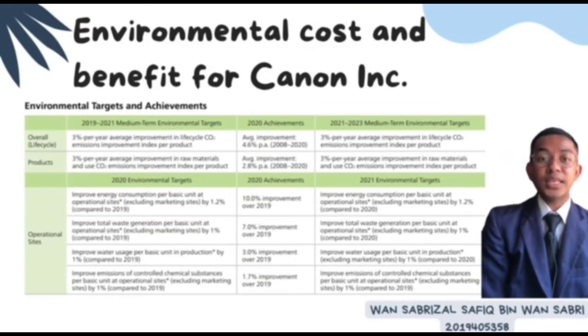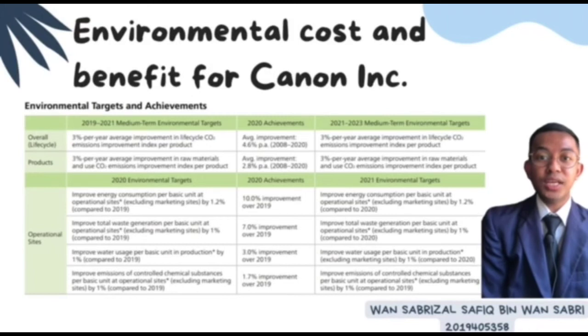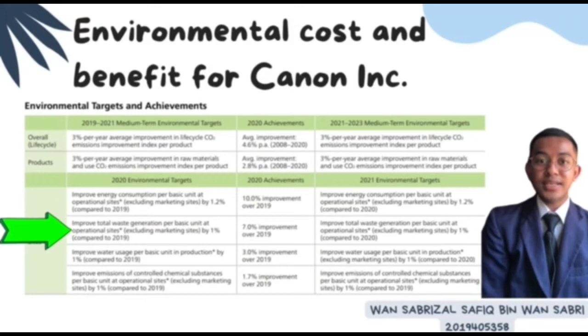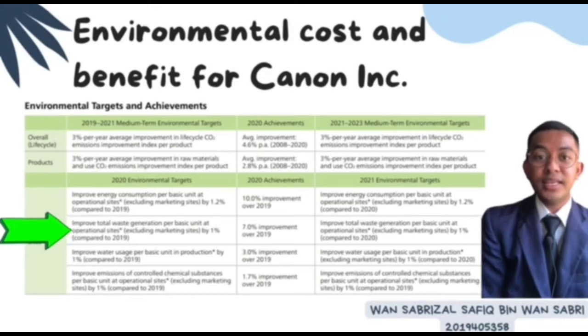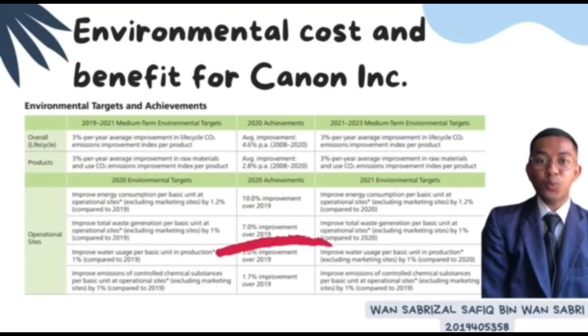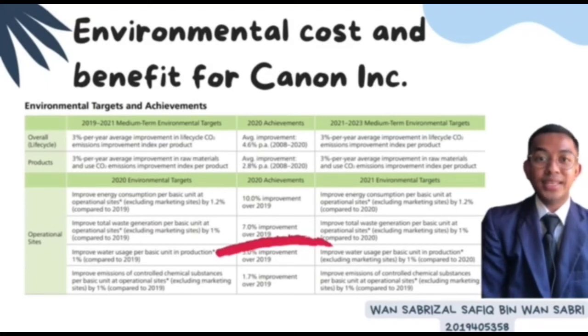In 2020, energy consumption per basic unit improved by 10% over the previous year, exceeding the 1.2% improvement target. Besides, as a result of such initiatives as reducing waste at production sites and recycling waste generated internally at production sites, Canon met their target of 1.0% improvement with a 7.0% reduction in total waste generation over 2019.